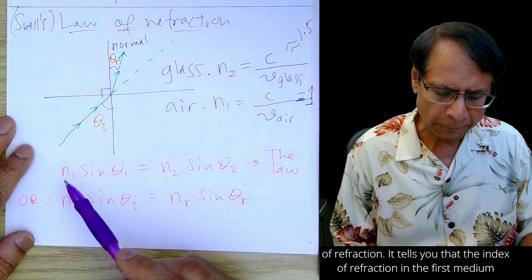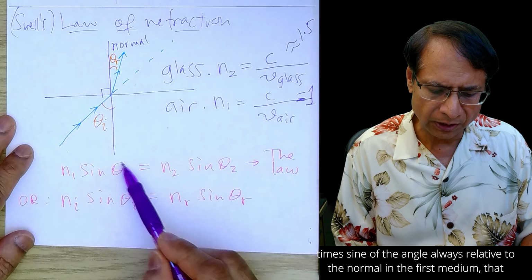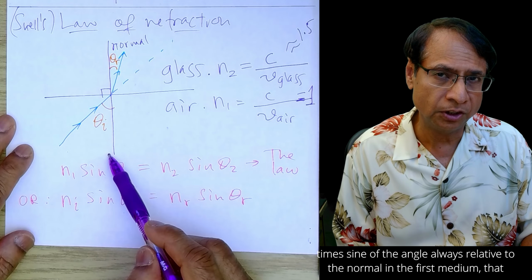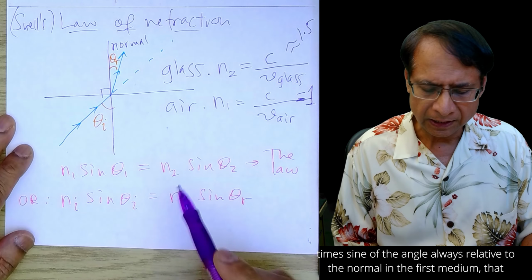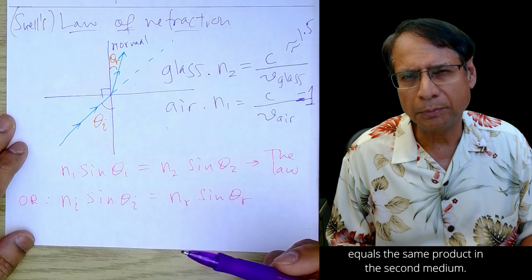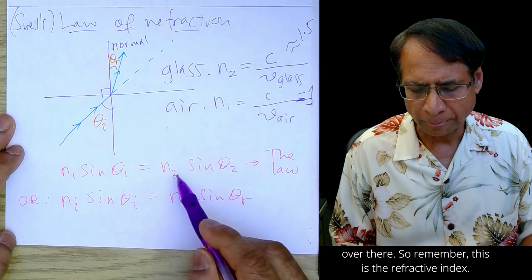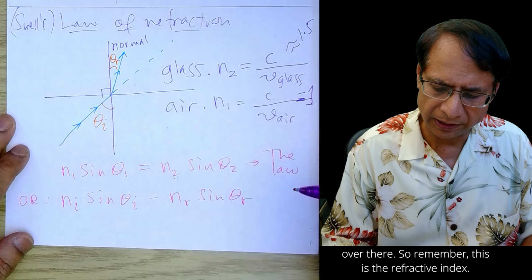It tells you that the index of refraction in the first medium times the sine of the angle, always relative to the normal in the first medium, equals the same product in the second medium. So the second refractive index and the second angle over there. So n, remember, this is the refractive index.